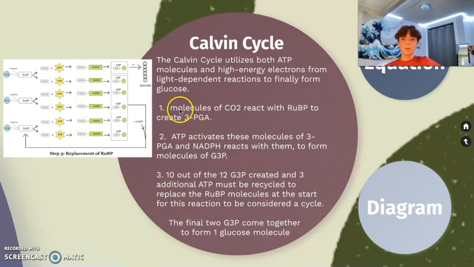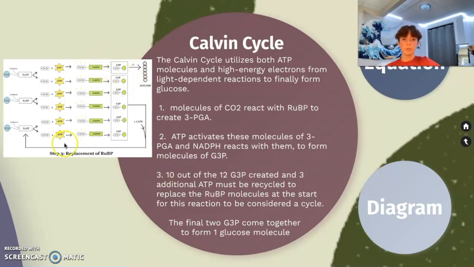The first step: molecules of carbon dioxide react with RuBP to create 3-PGA, which is what we can see here. Carbon dioxide reacts with RuBP, catalyzed by Rubisco, to create 2 molecules of 3-PGA. And then in our next step, ATP activates these molecules of 3-PGA and NADPH reacts with them to form molecules of G3P. As you can see, this PGA molecule and a NADPH molecule create G3P.